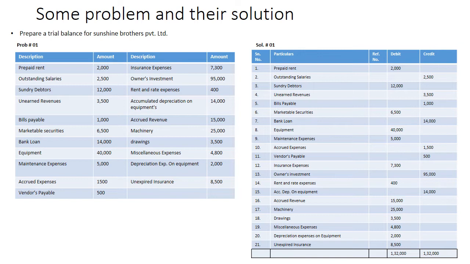Accrued expenses is credited. Vendors payable is credited. Insurance expenses debited. Owner's investment credited. Rent and rates debited. Accrued depreciation on equipment credited. Machinery debited. Drawings debited. Miscellaneous expenses debited. Depreciation expenses on equipment is also debited. Unexpired insurance is debited. The total of the debit and the credit side is 1,32,000. Both amounts are the same. It shows that the trial balance prepared is correct.